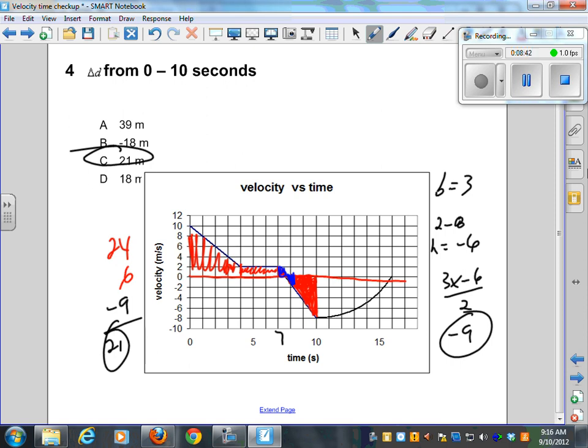Works out nice. So 2 minus 8 is minus 6. Times that by the base of 3. 3 times minus 6 is minus 18. Divided by 2 is minus 9. And then you take that and add it to these ones as well, right? We've already figured those out, 24 and 6. So we get 21. Remember that from grade 11, vaguely? Okay.